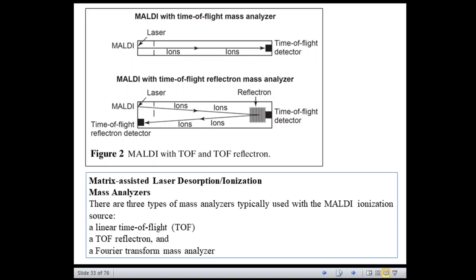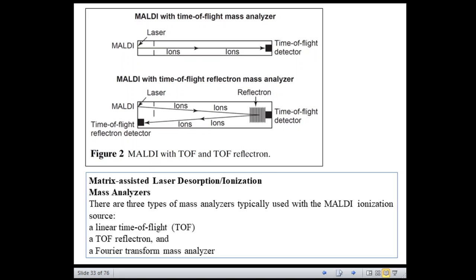Right? That is the reason why this analyzer is called TOF analyzer, or time of flight. The time of flight of ions differs with respect to the mass of the ions. Smaller ions reach the detector first compared to the larger ions. So the time of flight for each ion is different.